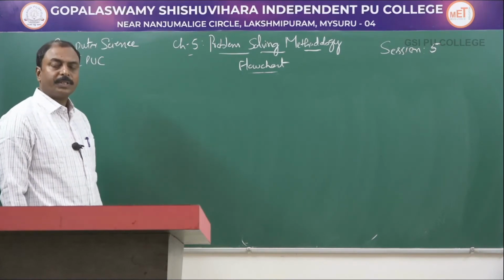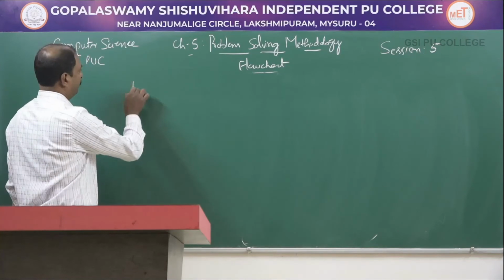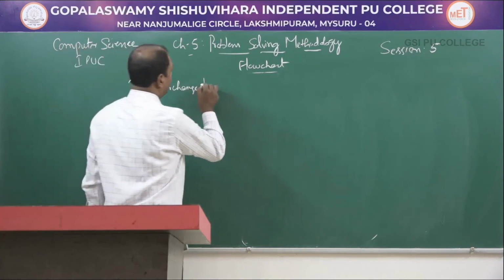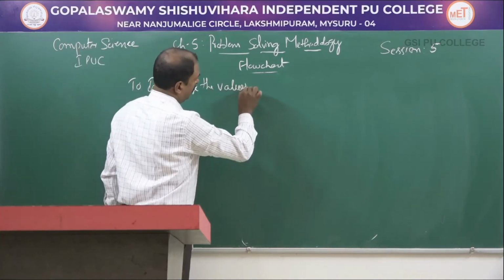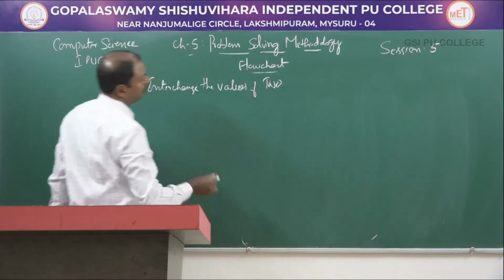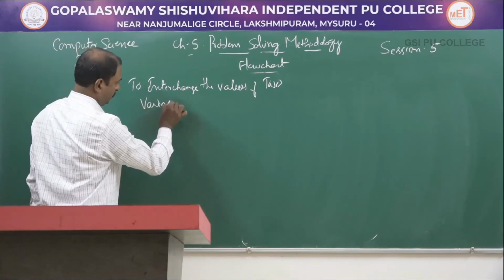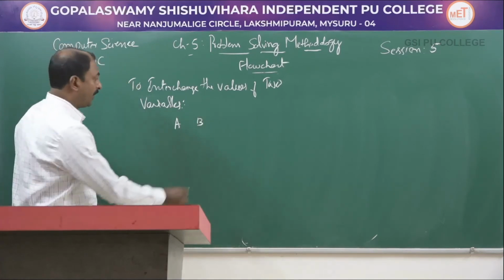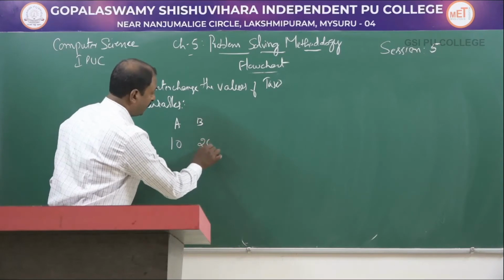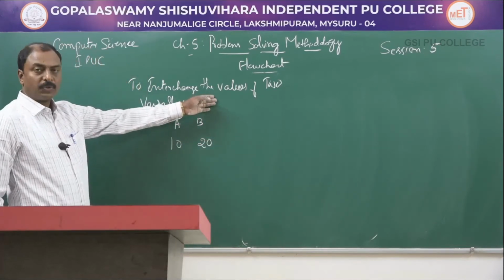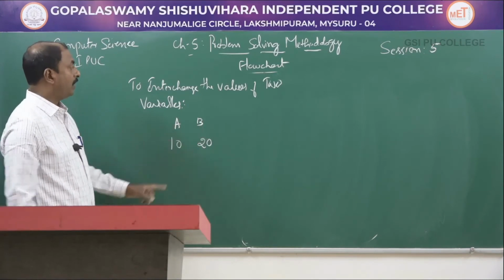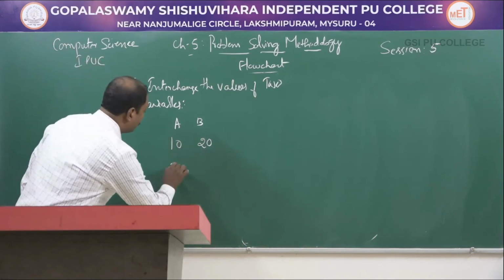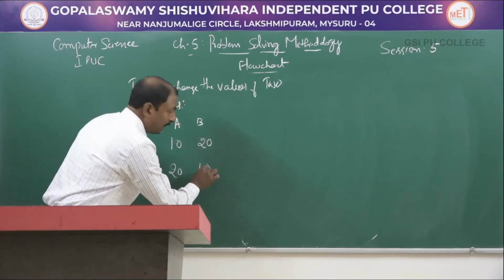Next example is to interchange the values of two variables. Let A and B are two variables. Assume that we have given the values as 10 and 20. So this flowchart or program should be interchanging of these two variables, or nothing but to swap the values of two variables. Output should be A value should be 20 and B value must be 10.